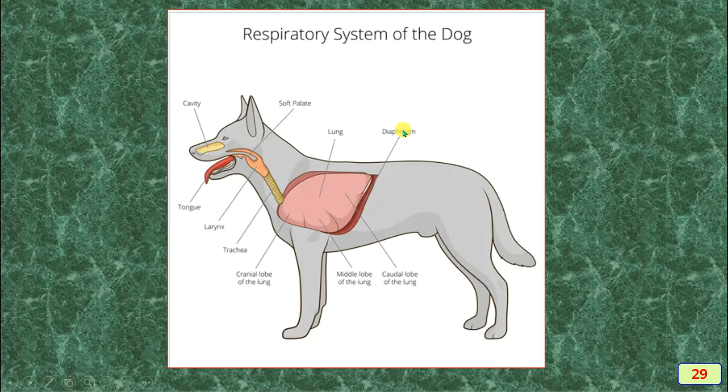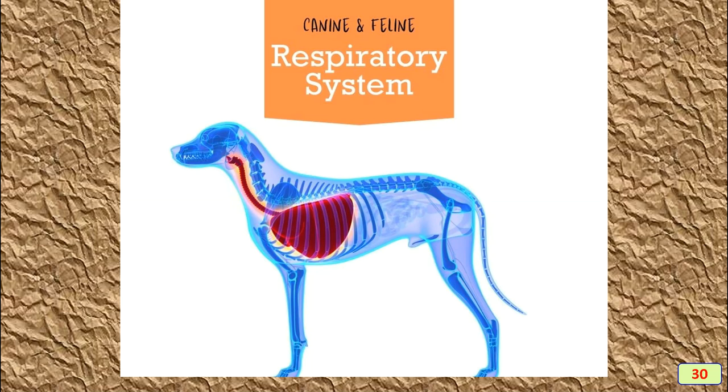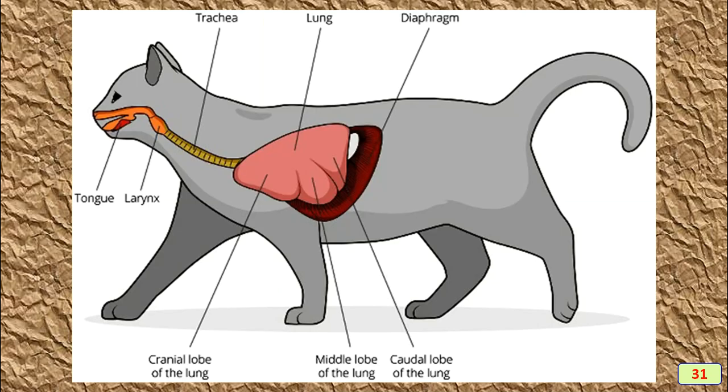The respiratory system in a dog is the same thing. The soft palate, then the nasal cavity, then the lungs are connected through the trachea, and the diaphragm is the one which makes the dog respire in a proper manner. So the thoracic cavity contains bilobar lungs, which are connected with the trachea to the mouth.